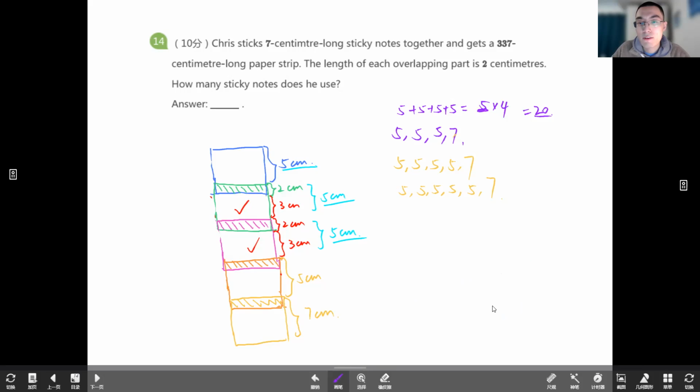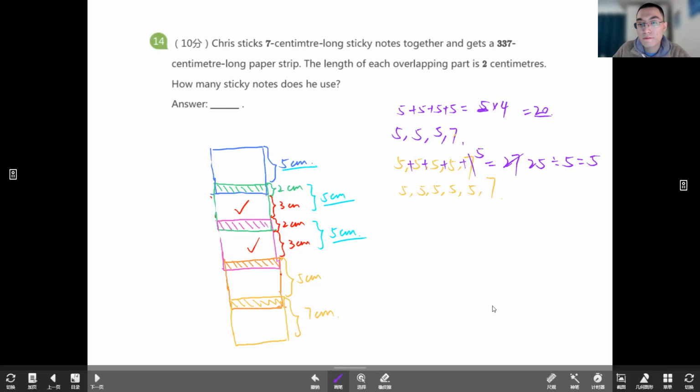And for the second one, 5 plus 5 plus 5 plus 5 plus 7, this is 27. If we take away 2, let this become a 5. And on the right-hand side of the equation, we will have 25 as well. So we have 5 5s added together, that will be 25. If we divide by 5, that will tell us we have used 5 sticky notes. Similar for the last one.